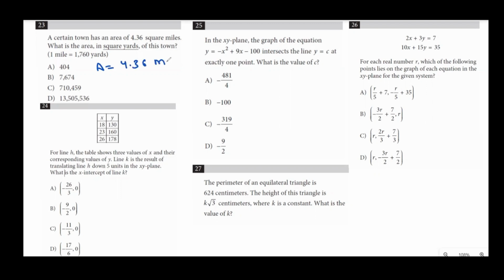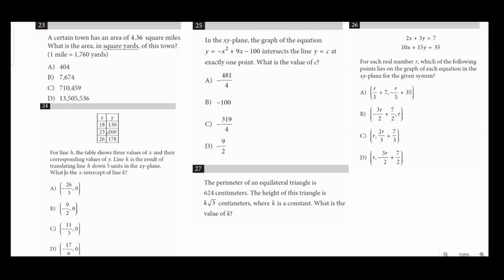Now, coming up on the area part, 4.36 miles square. So for mile, I'm writing m square. 1 mile is equal to how much? 1760 yards. So I can directly write that area in yards will come out to be 4.36 times 1760 whole square. You have a calculator, you can just put the values in the calculator and you will get 13505536, which is option number D.